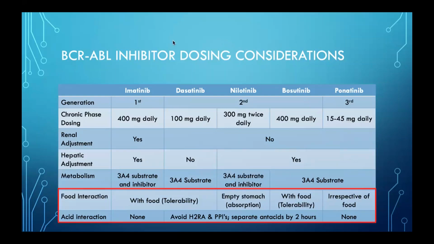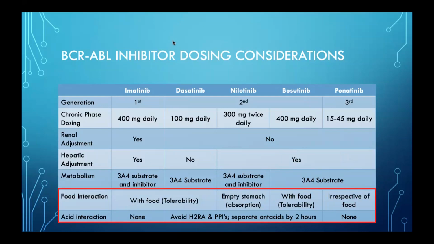Looking at food interactions, the standout here is nilotinib, which requires an empty stomach, and in combination with that being twice daily, I guess this is the biggest drug that might be a red flag for patients who have adherence challenges, since giving a drug twice daily on an empty stomach can certainly be a challenge for a patient. Imatinib, dasatinib, and bosutinib are recommended to be given with food, and that's more for tolerability purposes.